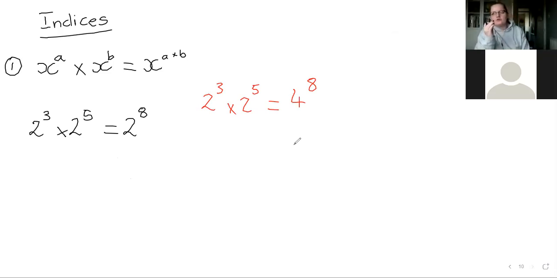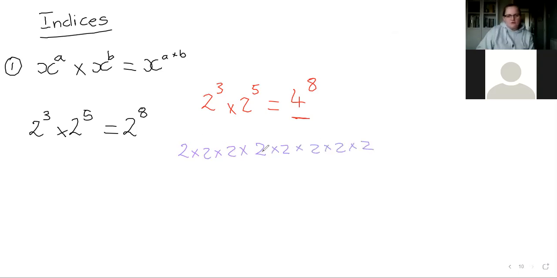So 2 times 2, yes, does give us 4. But if we write this out in long form, we would have 2 times 2 times 2, for 2 to the power of 3, times 2 times 2 times 2 times 2 times 2 for 2 to the power of 5. Counting them, 1, 2, 3, 4, 5, 6, 7, 8, we've got it 8 times. So that equals 2 to the power of 8. It doesn't equal 4 to the power of 8 because we're not multiplying those two separately. They are base numbers that are the same, so our base number remains the same. We're just adding our indices, how many times we're multiplying 2 by itself.